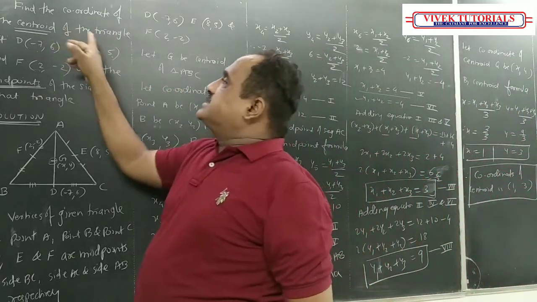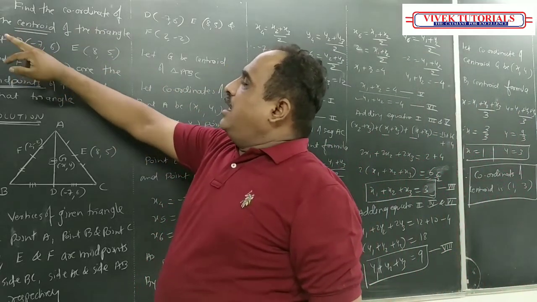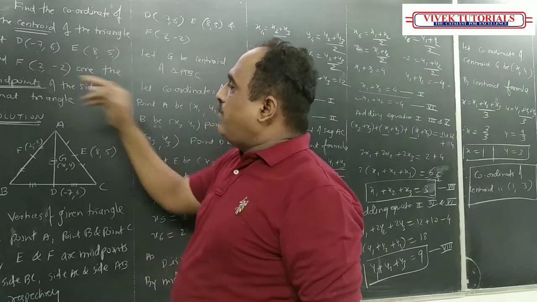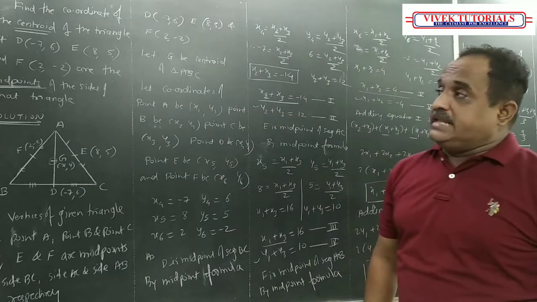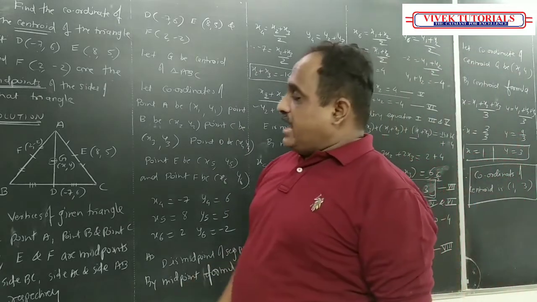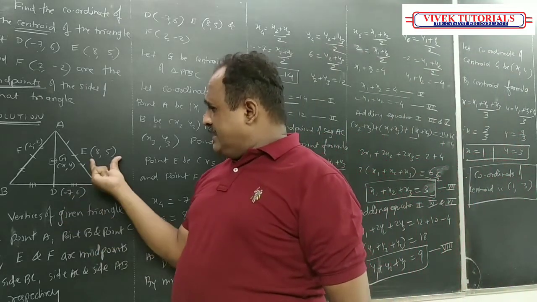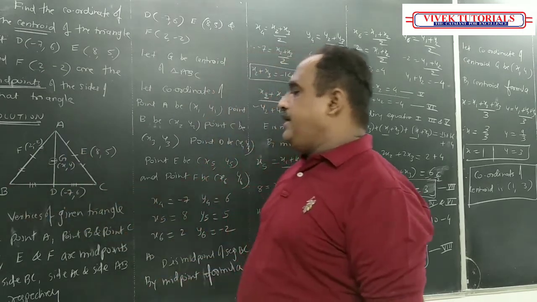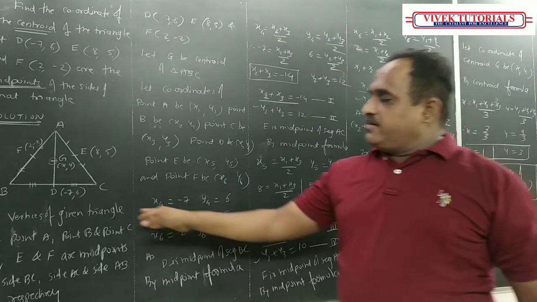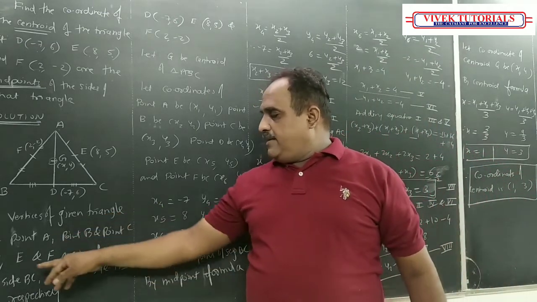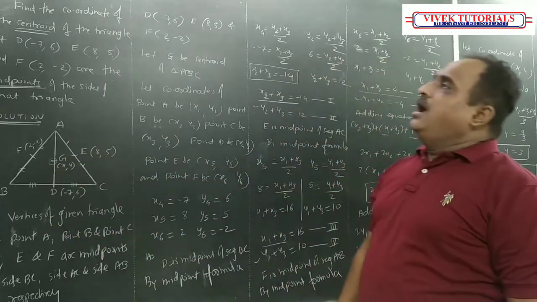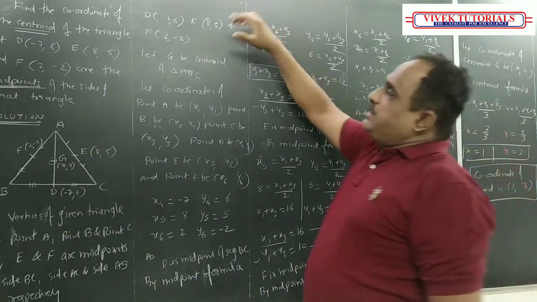Find the coordinates of the centroid of a triangle whose D minus 7, 6, E 8, 5 and F 2 minus 2 are the midpoints of the sides. They are not giving the vertices of the triangle. They are giving midpoints. So this is the midpoint, this is the midpoint, and they have given that. We don't know the coordinates of A, B and C. So the vertices of the given triangle are A, B and C, and D, E and F are the midpoints of BC, AC and AB. The coordinates of D are known.